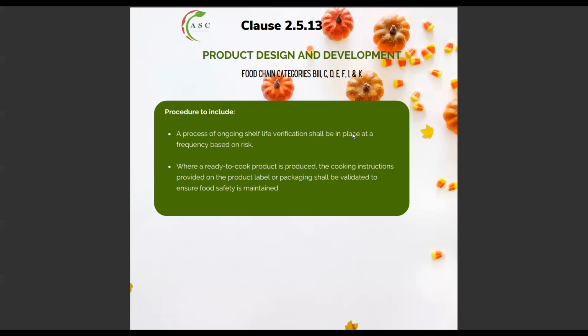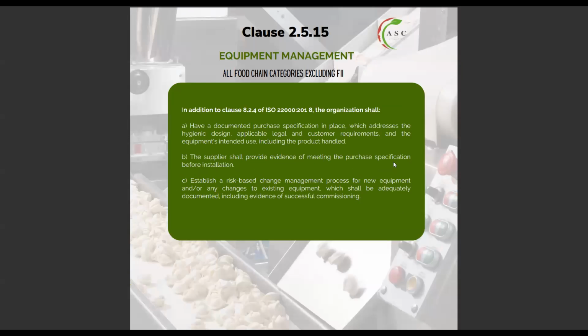Where ready-to-cook products is produced, the cooking instructions provided on the label or packaging shall be validated to ensure food safety is maintained. So if you're advising your client, this is how you should cook your product, you must validate that and you must document that validation instruction that you have indicated on your customers. Here, big confusion. I'm pretty sure when this audit starts, here we are going to have a lot of confusion, and I would just want to show you one of our documents that tries to assist in terms of interpreting this requirement. I'll show you in a second, but firstly, let's go to the requirement.